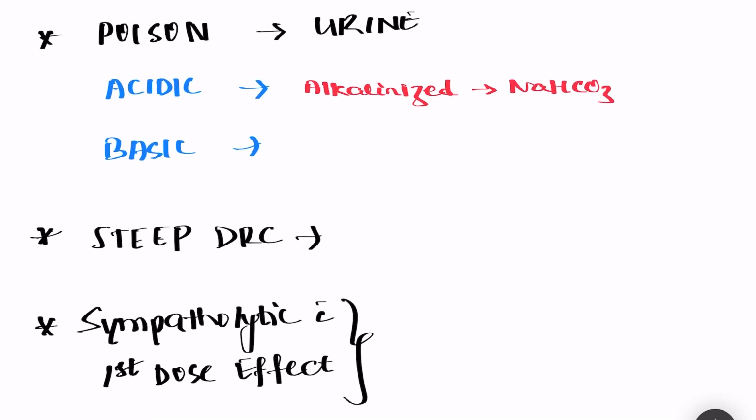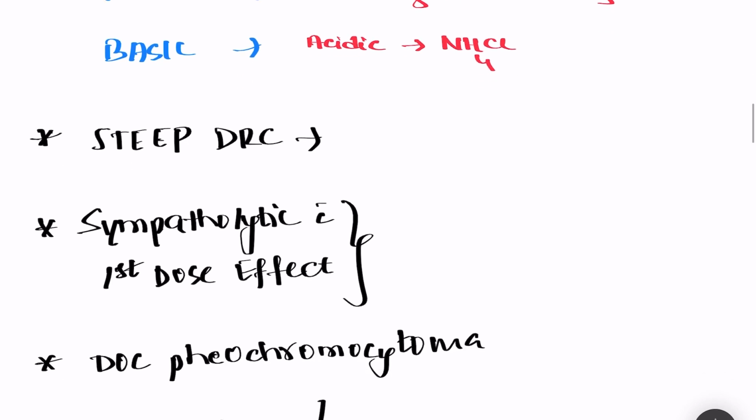For basic drug poisoning, to remove the drug from the urine, you need to acidify the urine. So how will it be done? With the help of ammonium chloride. So what does the steep dose response curve represent? It represents the narrow therapeutic index. So if there is a steep dose response curve, that means the drug has got a narrow therapeutic index. That means it is less safe in nature.